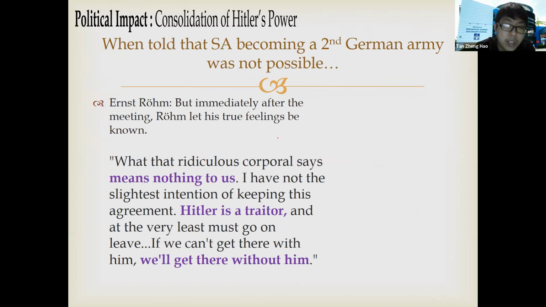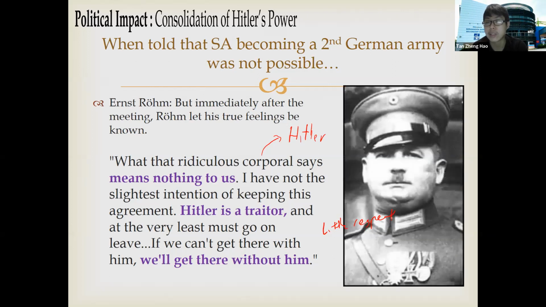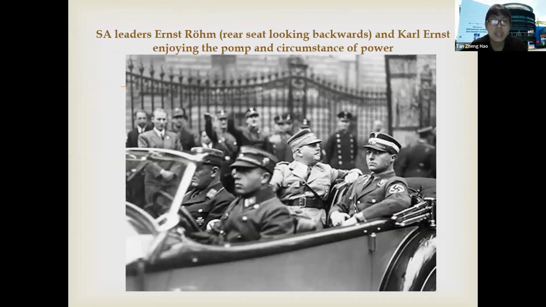So this ridiculous corporal obviously refers to Hitler. Ernst Röhm is basically like a general by training, and he has very little respect for Hitler. So when you're Hitler, imagine your subordinate has very little respect for you. How will you feel and what will you do to protect yourself? You can see Ernst Röhm feels like he's a very great man, very powerful, always making himself dressed very nicely. So what did Hitler do?